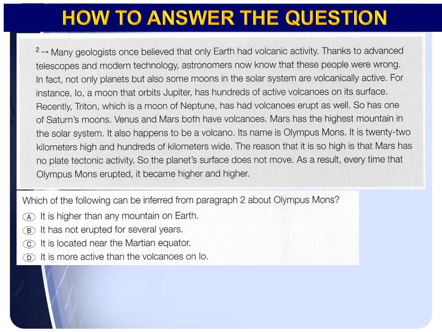If you have A as your answer, then that's the correct one. Choice A is the correct answer. The important sentences are: Mars has the highest mountain in the solar system. It also happens to be a volcano. Its name is Olympus Mons. Since Olympus Mons is the highest mountain in the solar system, you can infer that it must be higher than any other mountain on Earth, the highest one. The statements made in B, C, and D are all incorrect. You can't infer them from the passage.